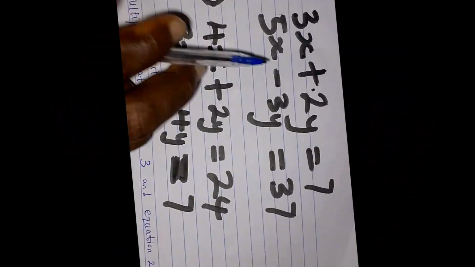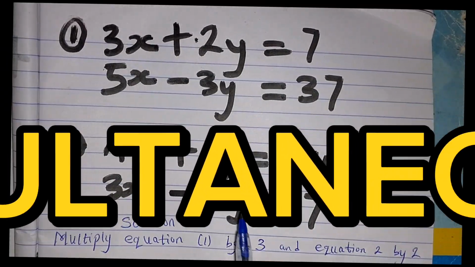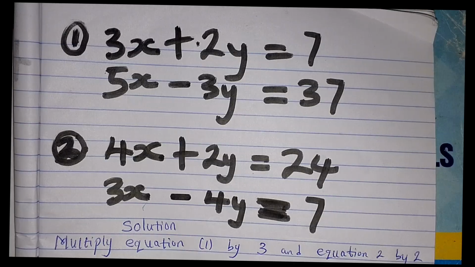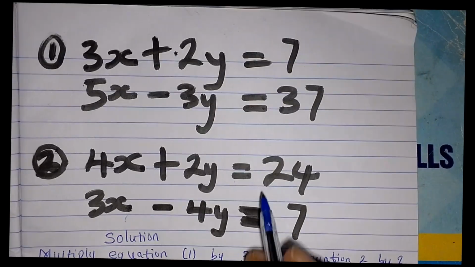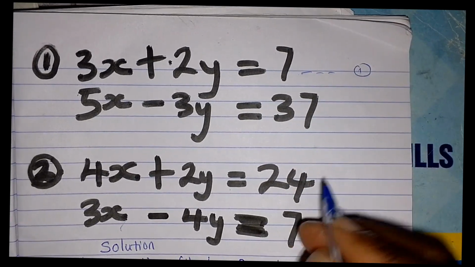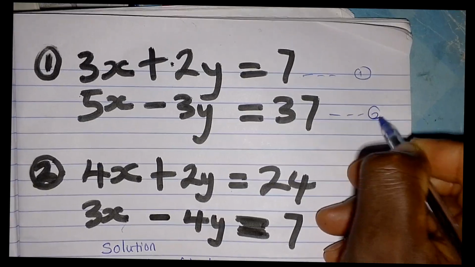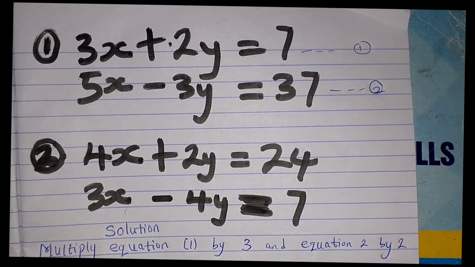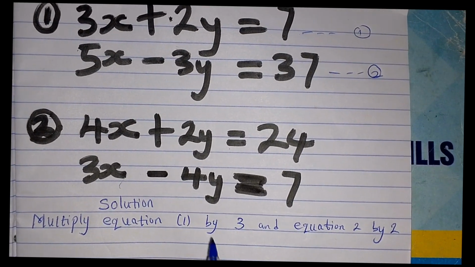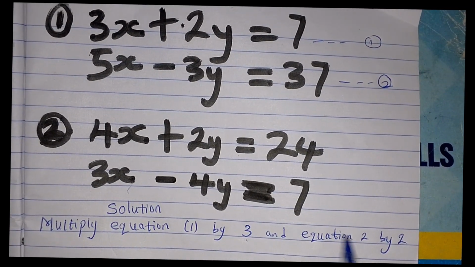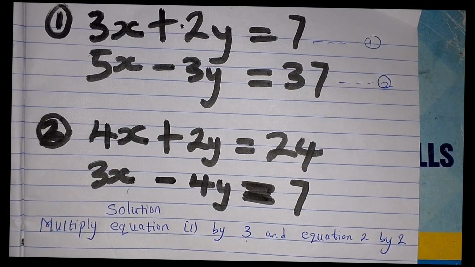The easiest way to solve this simultaneous equation is to use the elimination method. So to do that, you simply note that this is equation 1 and this is equation 2. All right, so what do we do next? We are going to multiply equation 1 by 3 and multiply equation 2 by 2.